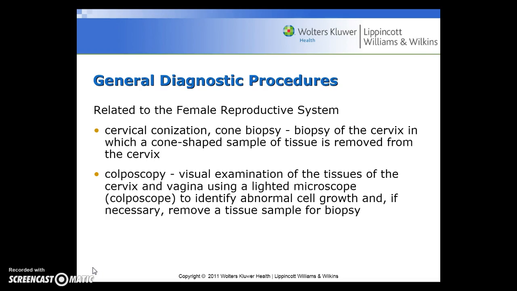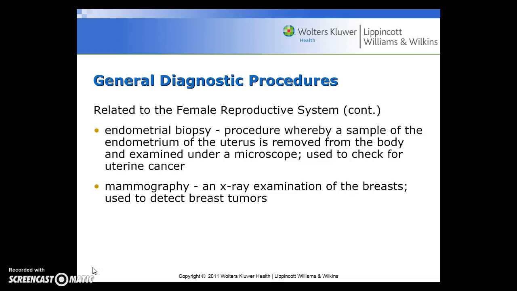Diagnostic tests of the female reproductive system are the cervical conization or a cone biopsy, and that's a biopsy of the cervix in which a cone-shaped sample of tissue is removed from the cervix. Colposcopy is a visual examination of the tissues of the cervix and the vagina using a colposcope to identify abnormal cell growth, and if necessary, it can remove a tissue sample for biopsy. Endometrial biopsy, that's the same thing.